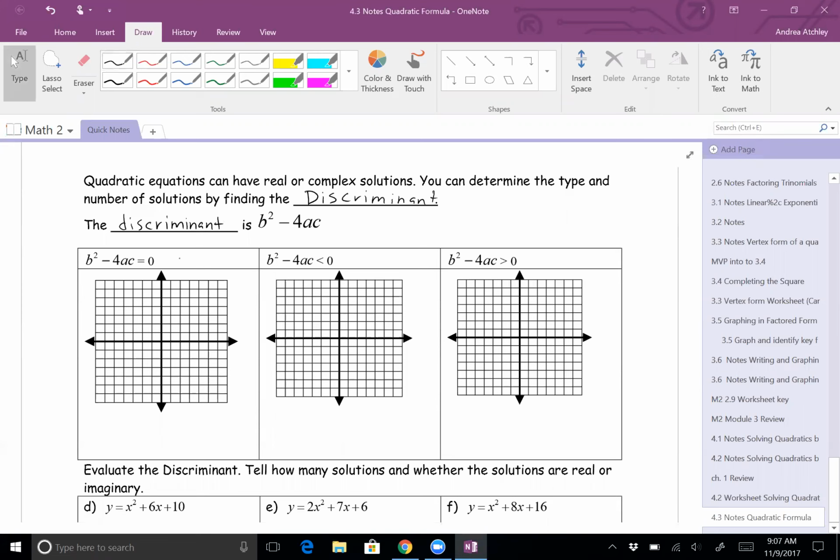So if my discriminant is 0, then I'll get 1 real root. Because I'm gonna have negative 4 plus 0 and then negative 4 minus 0. And that's the same thing, right? Negative 4 plus 0 would be negative 4, and negative 4 minus 0 is still negative 4. So I'd only get 1 real solution.